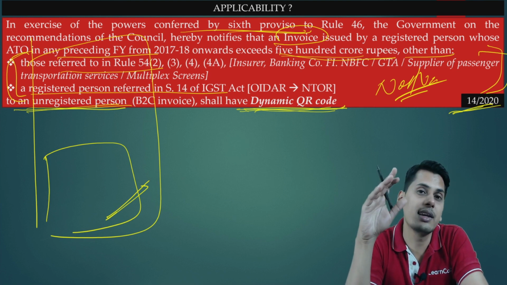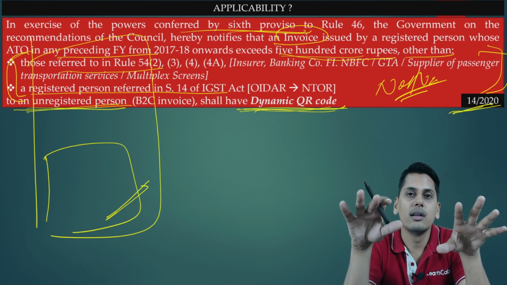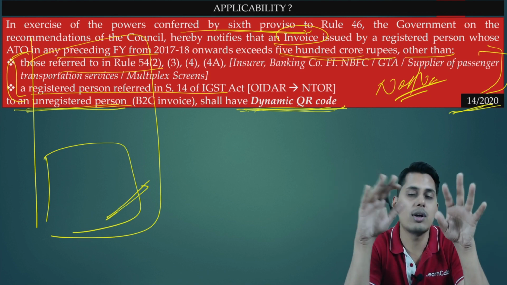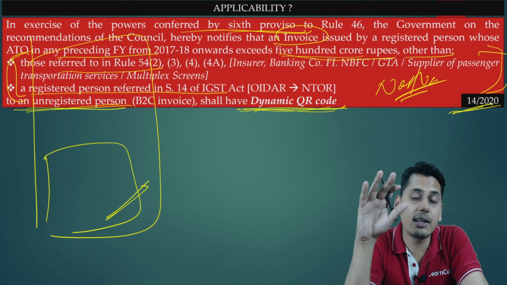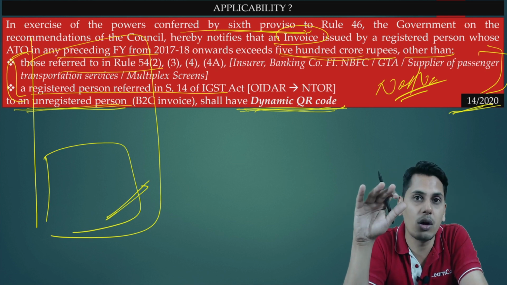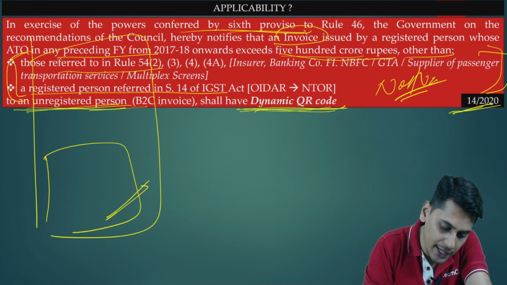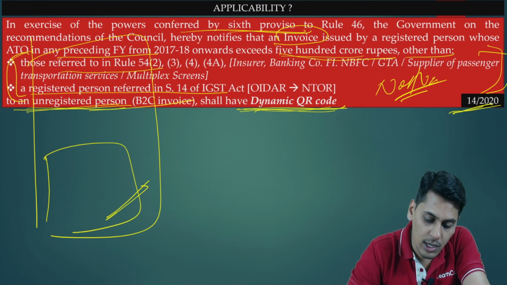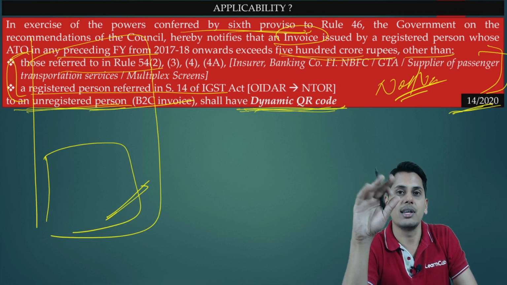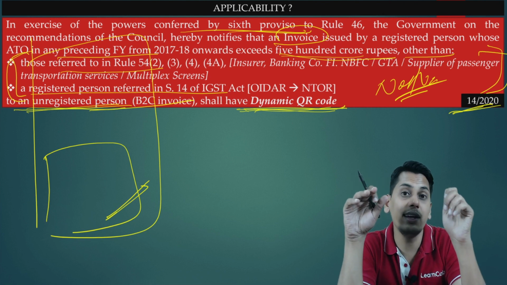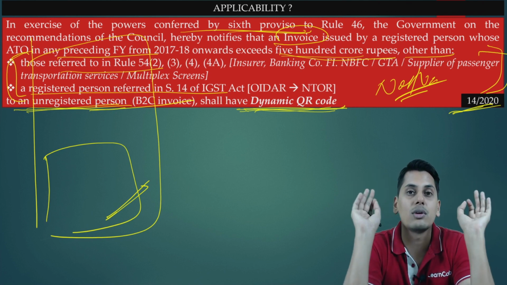All suppliers whose aggregate turnover in any preceding financial year exceeds 500 crore rupees, other than specified suppliers and also other than OIDAR. Other than these registered persons, any registered person whose aggregate turnover in any preceding financial year from 17-18 onwards is exceeding 500 crore rupees, then the invoice issued by them for B2C supplies should have a dynamic QR code, which means the QR code should be unique to each invoice, wherein the buyer can straight away scan it, the details of the invoice and the amount would come, and he just needs to transfer the amount.